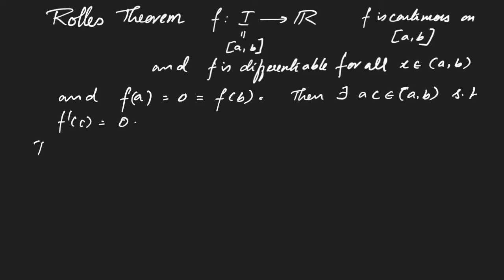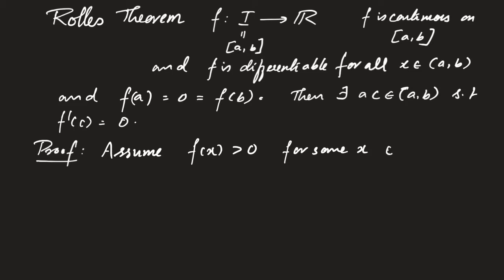The basic idea of the proof is that this function has to attain an extremum at some point in open (a, b), and at that point f'(c) has to be 0. So that is the idea. Now let us turn this idea into a proof. If f is constant 0, then obviously f'(c) is 0 everywhere. So we can assume that f is not constant 0. So assume that f(x) is greater than 0 for some x in (a, b).